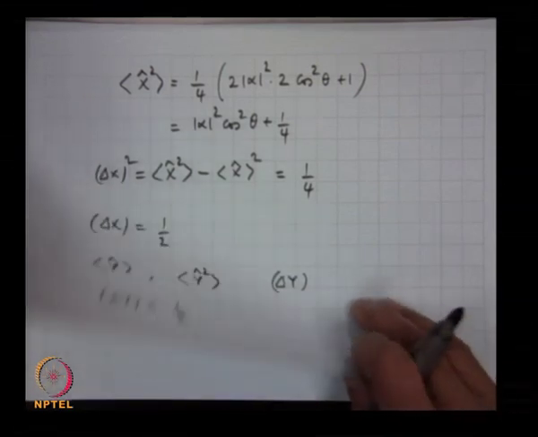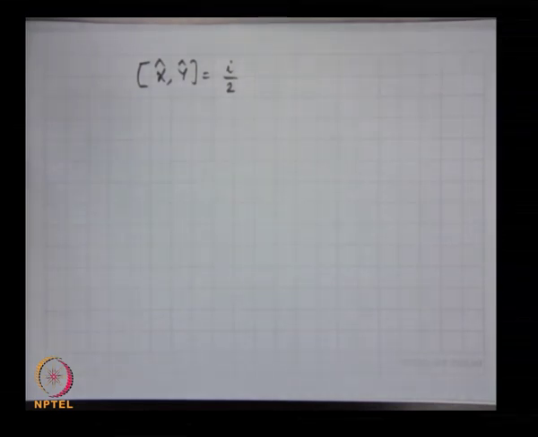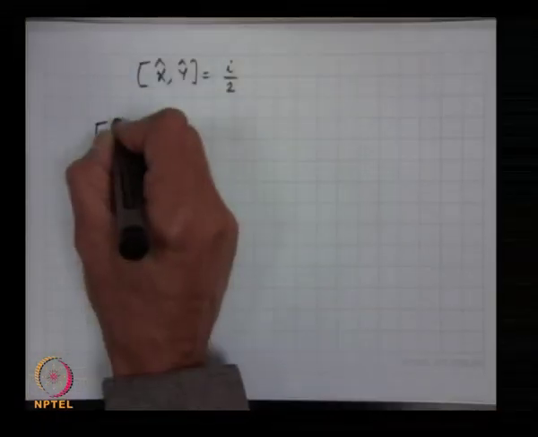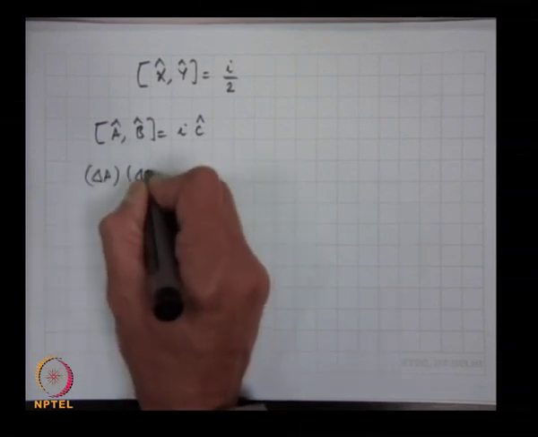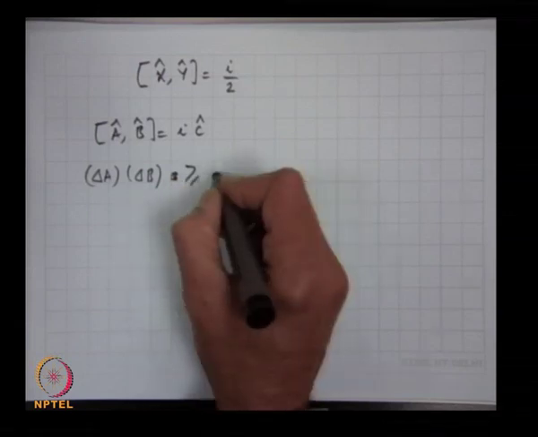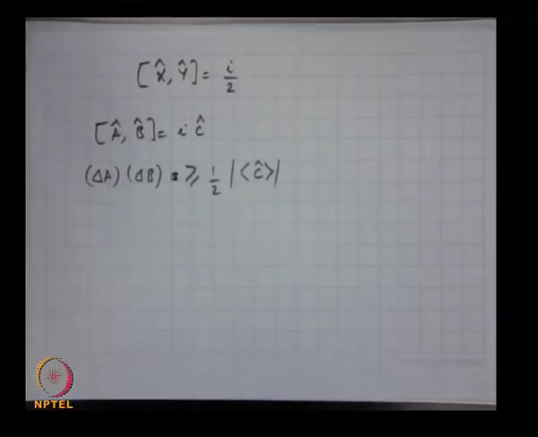Please remember, x and y satisfy a commutation relation which we have discussed earlier. The commutator of x and y is equal to i by 2. Now when you have a commutation relation between two operators, they would have to satisfy an uncertainty relationship between them. In fact, if you have two operators satisfying the relation [A, B] = iC, then you can show that delta A into delta B, the product of the uncertainties, is greater than or equal to half of the modulus of the expectation value of C.